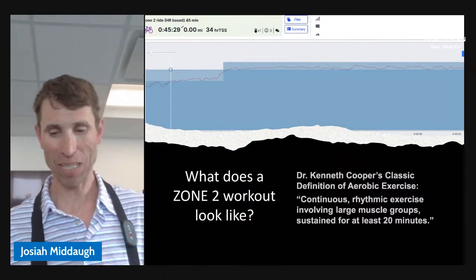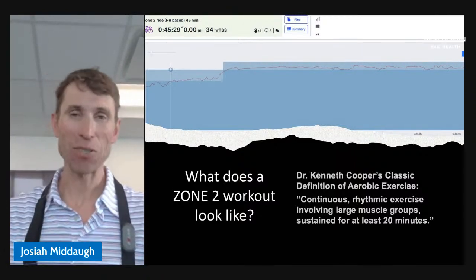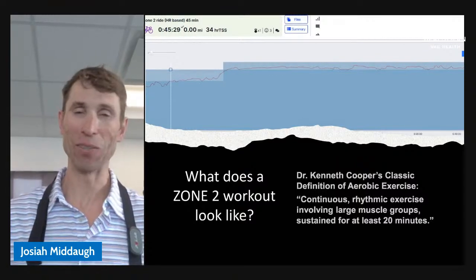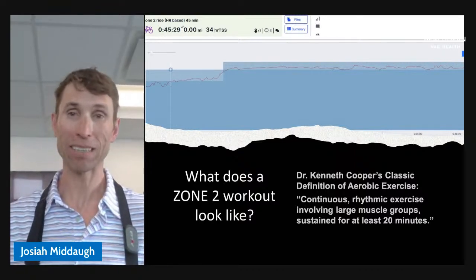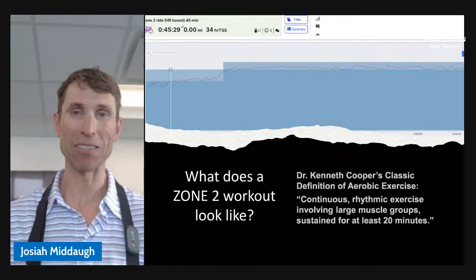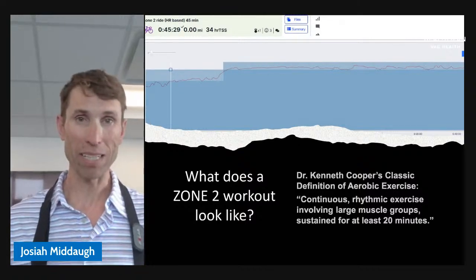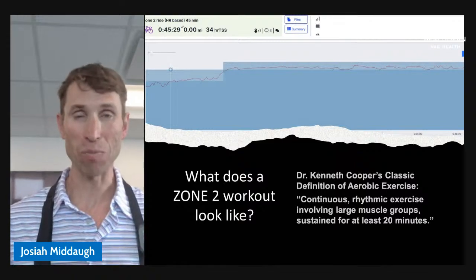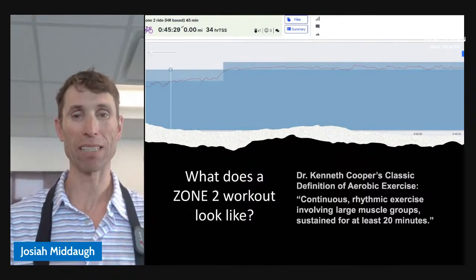I met him about 25 years ago at the Vail Cascade, and he was the guy who coined the phrase aerobic training. And we think of these concepts as something that's been around forever. It's really not that old. He defined aerobic exercise as 20 minutes of continuous rhythmic exercise involving large muscle groups. But the key is it needed to be sustained for 20 minutes.